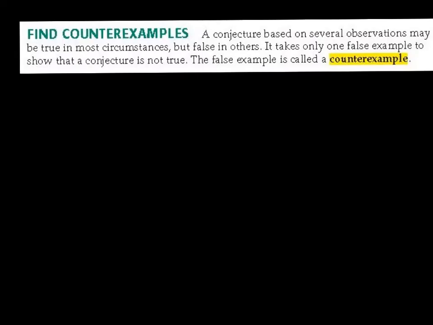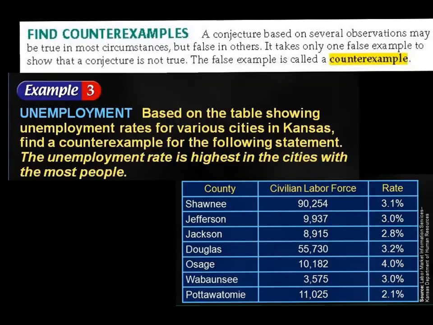A conjecture based on several observations may be true in most circumstances, but false in others. It takes only one false example to show that a conjecture is not true. The false example is called a counterexample.